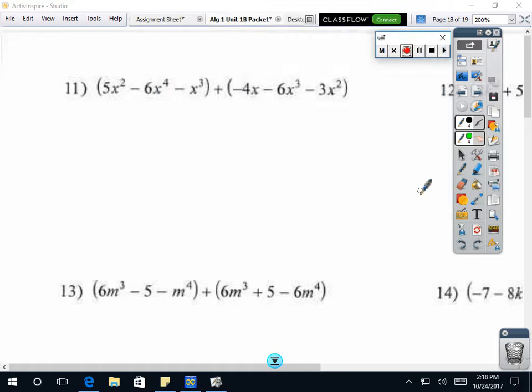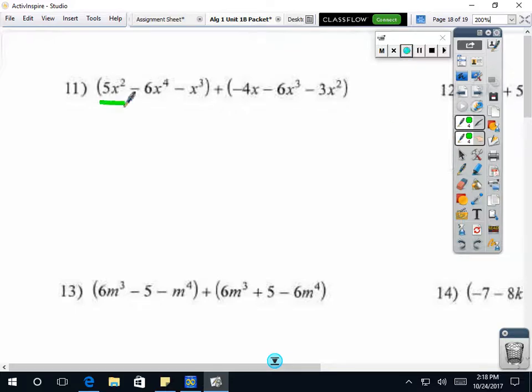We are going to start today by doing 5 more addition problems, and then we're going to move into subtraction. So number 11, this is on page 17. When you are asked to add polynomials together, you are going to add them by combining the like terms.